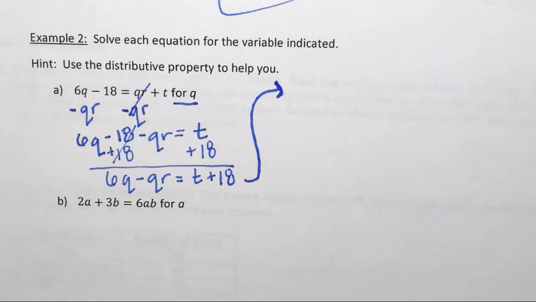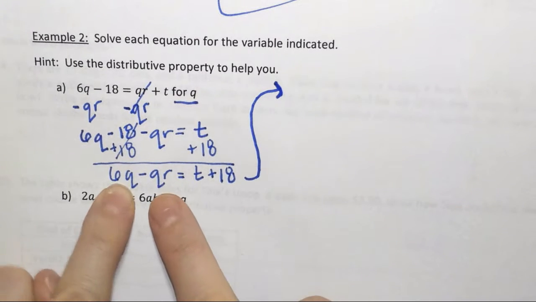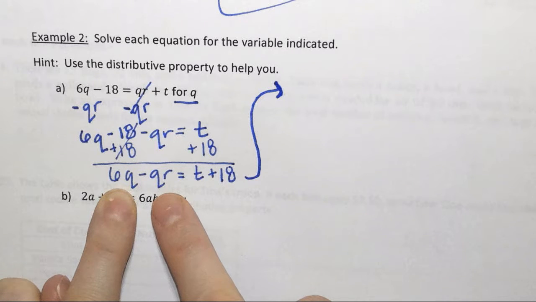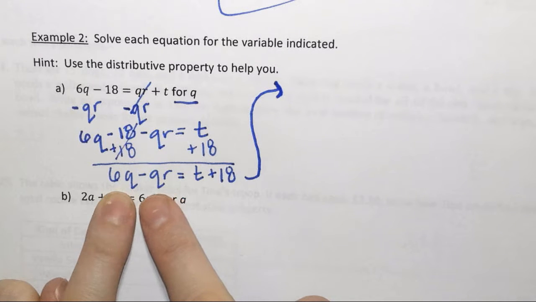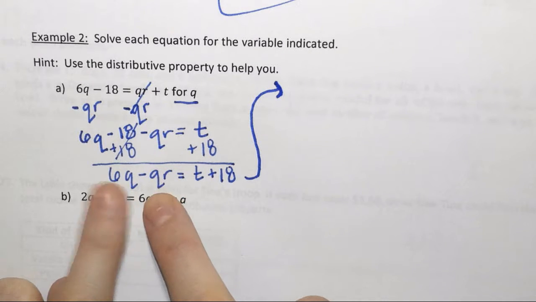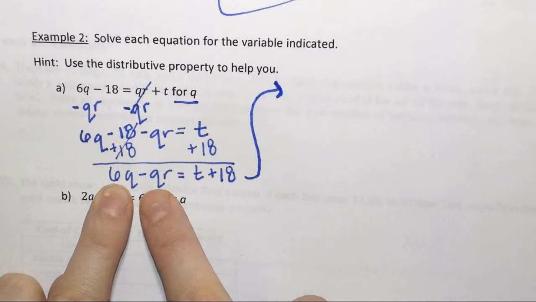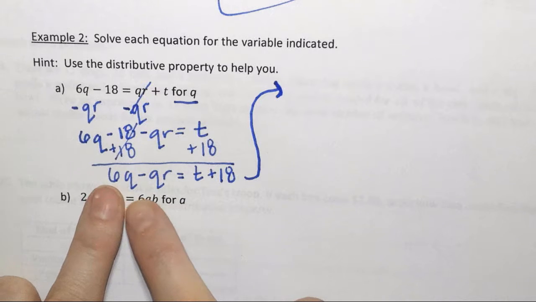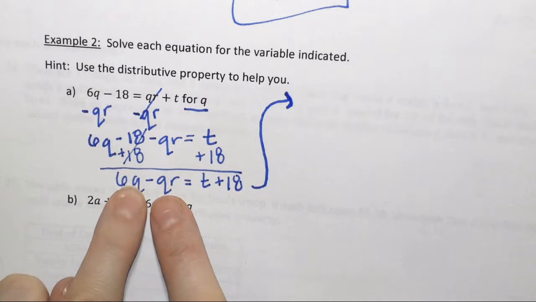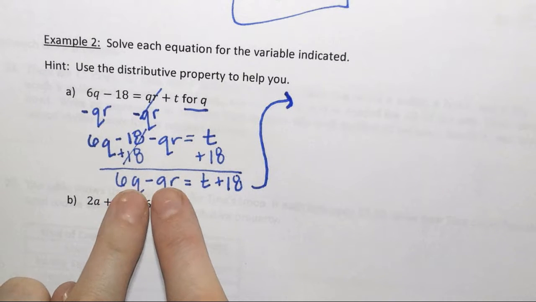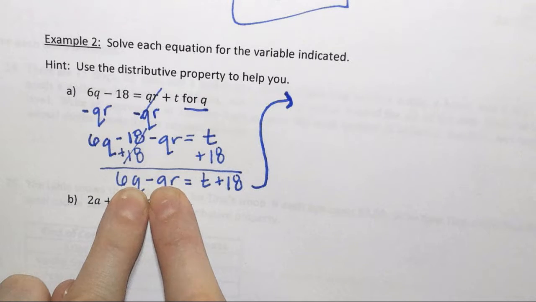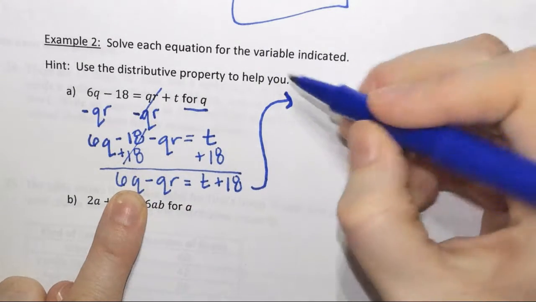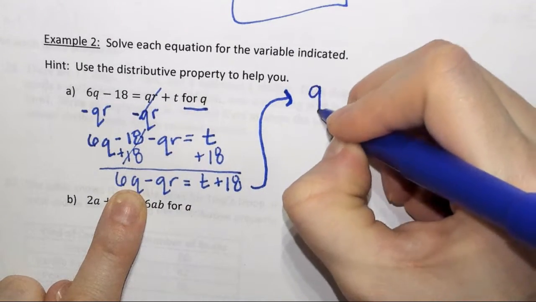Okay, so the problem here is I cannot do 6Q minus QR because these are not like terms. One has an R, the other one doesn't. So what I'm going to do is something called factoring. 6Q and QR. Think about what these two terms have in common. Q. I'm going to take out what they have in common.